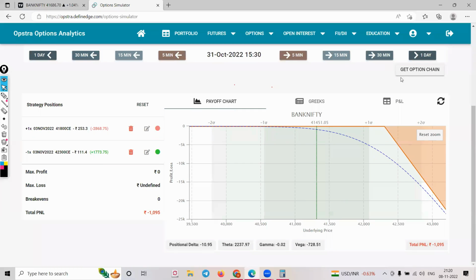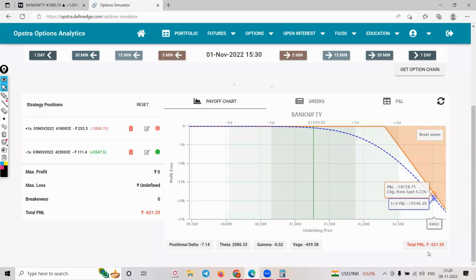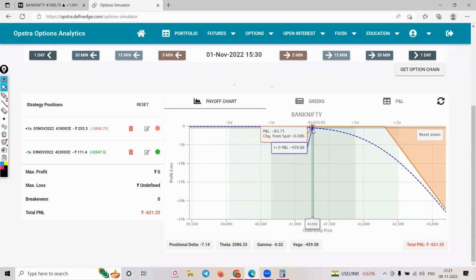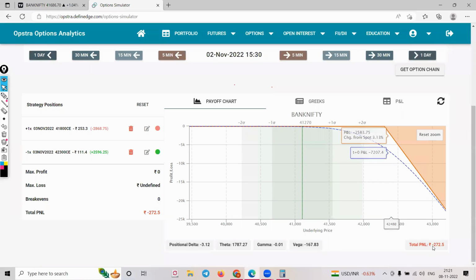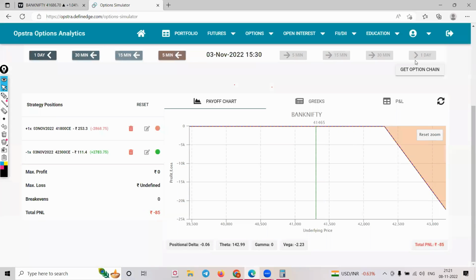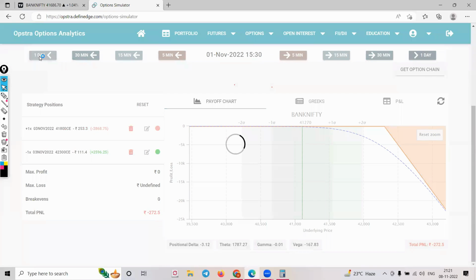Let me take you to the next day. Your loss is 1,000 or so. Next day, because the market is standing flat, and we get this kind of market condition a number of times, on the 2nd your loss is 272. Next day, we all know my loss would be only 85 or something.